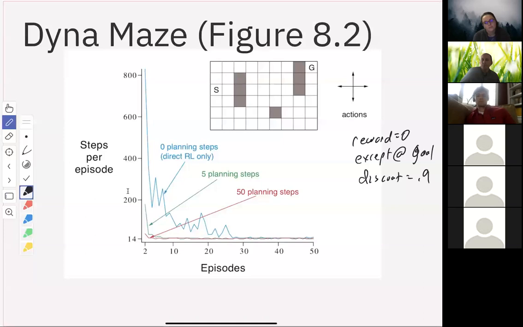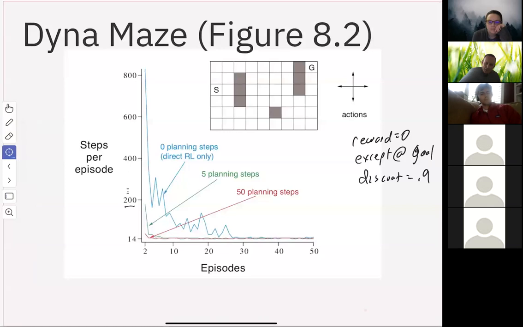So regardless of whether doing planning or not, in that first episode, all our planning is still going to be useless because all our state values are still 0. So the first episode has the same length no matter whether we're doing planning or not. But notice the second episode. The second episode has more than 800 steps when we're doing direct reinforcement learning, because we're basically randomly moving around. However, if we're doing just five planning steps, we're down to something under 200 steps. And if we are doing 50 planning steps, we're down around, I don't know, maybe 30 steps for our second episode. And notice how quickly we go down to the optimal.